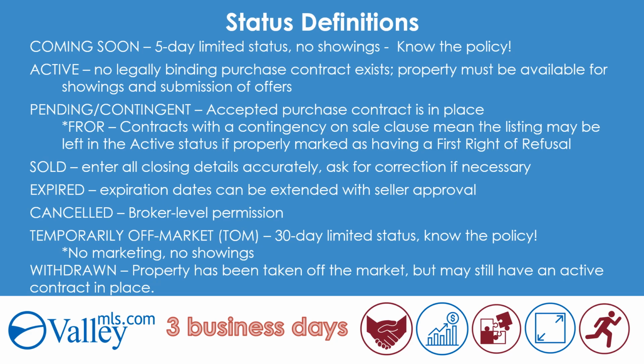This is when an accepted purchase contract is in place for a listing. Look at the asterisk below pending and contingent where it says FROR, which stands for first right of refusal. This is when contracts with a contingency on sale clause mean the listing may be left in the active status if properly marked as having a first right of refusal.